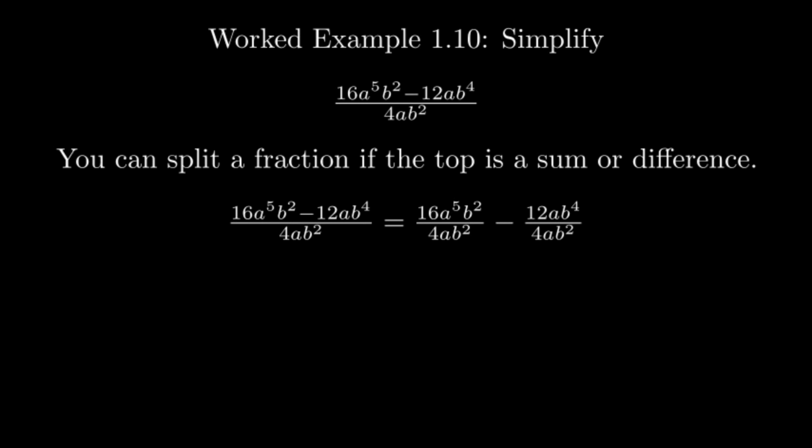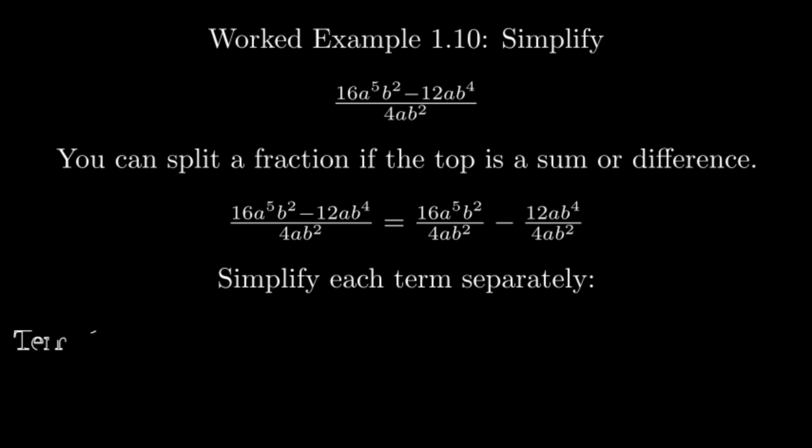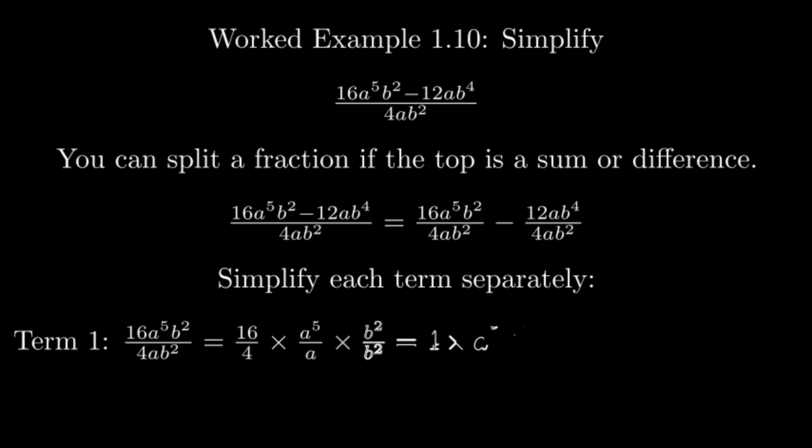Now we have two simpler problems that we know how to solve. For the first term, 16 divided by 4 is 4. A to the fifth divided by a is a to the fourth. And b squared divided by b squared is b to the 0, which is just 1. So the first term simplifies to 4a to the fourth.